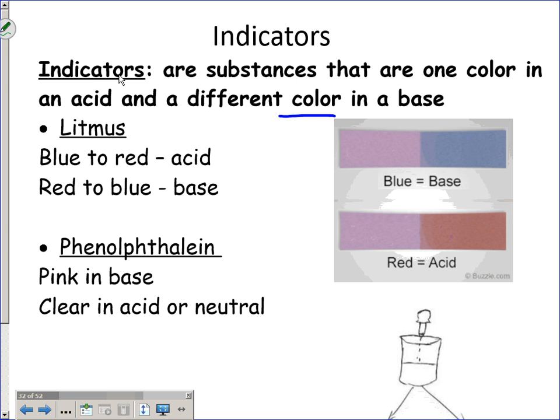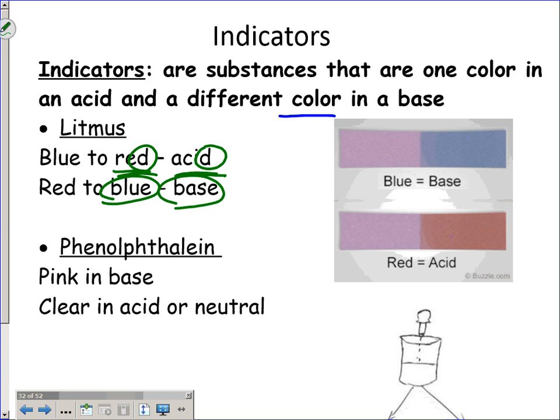I don't know how you remember this, but I remember it as if I was a Valley girl. Blue to red acid, okay, and then red to blue base. You just have to rhyme it for yourself. Blue to red acid, the D and the D, right? Red to blue base. I don't know, just don't judge me. That's how I remember it. You should remember the blue and the base and the red and the acid.